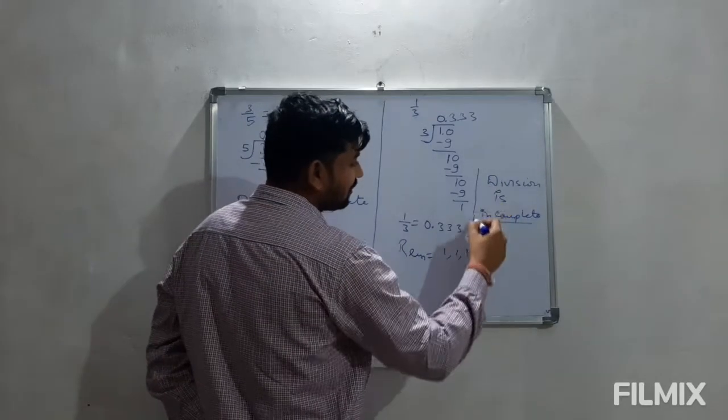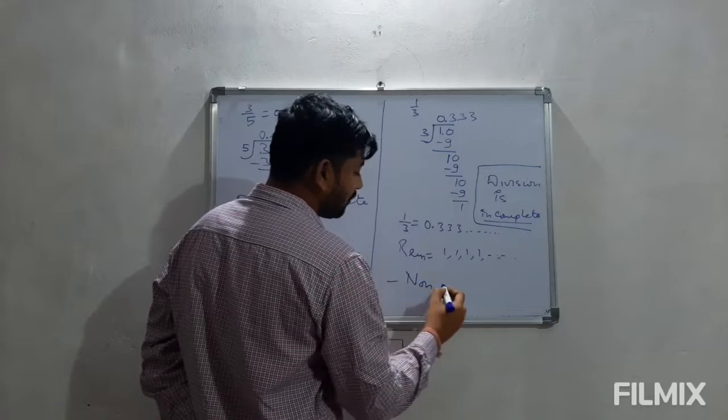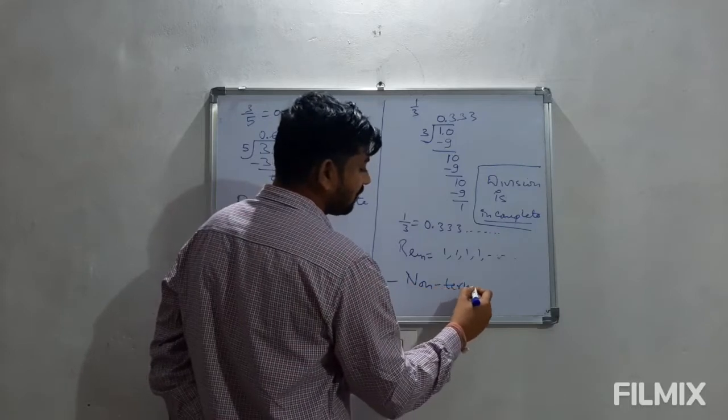So here the division is incomplete, so that is why this kind of decimal is called non-terminating.